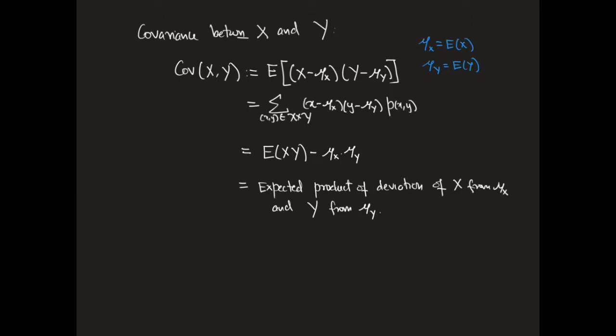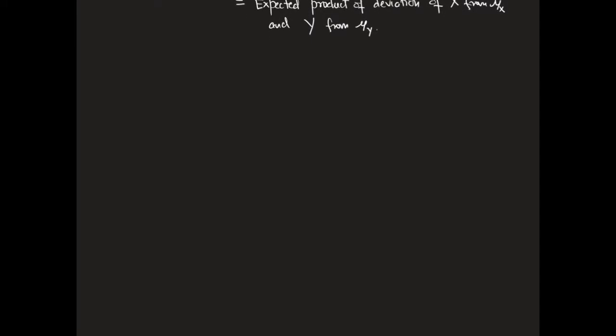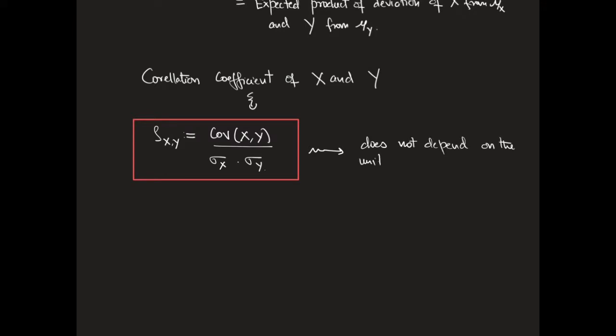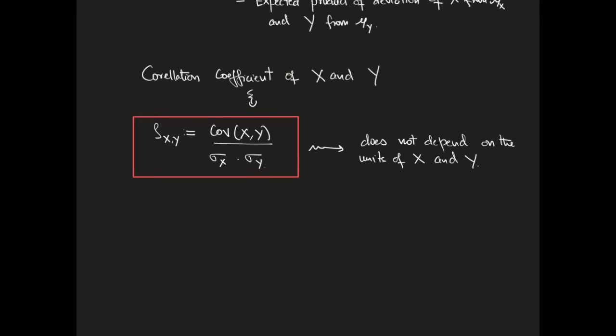However, there is a small problem, which is that the covariance depends on the units in which x and y are measured. To take care of this problem, we define the correlation coefficient of x and y, which is calculated as rho x comma y, given by the covariance of x comma y divided by the standard deviation of x times the standard deviation of y. One can see that the correlation coefficient does not depend on the units in which x and y are measured.